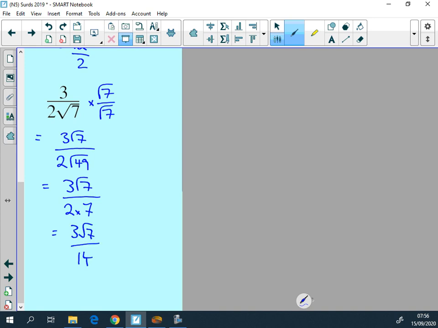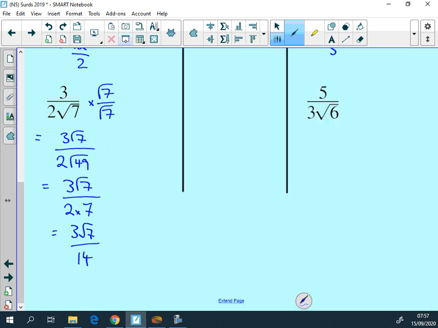Now check to see if you can simplify. Always check to see that you can simplify fractions. 3 and 14 don't share a common factor, so I cannot simplify it. But always make sure that you're checking. Again, one on the right hand side for you to try, then press play to see how you get on.